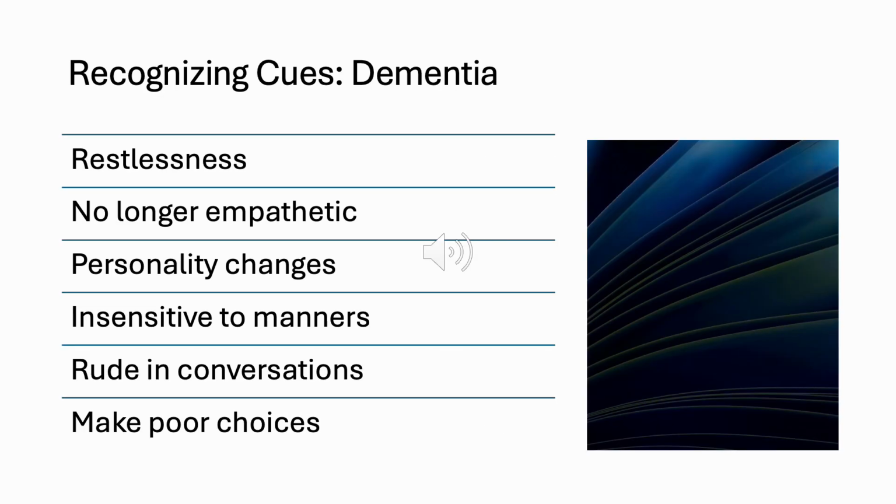When it comes to social issues, people with dementia often have restlessness and they wander. They can become hostile. They are no longer empathetic. You may see that in clients. They may have personality changes, like changes in their behavior and attitude. They may be insensitive to manners and be rude in conversations. And they also may make some poor choices, so this could be a safety issue.